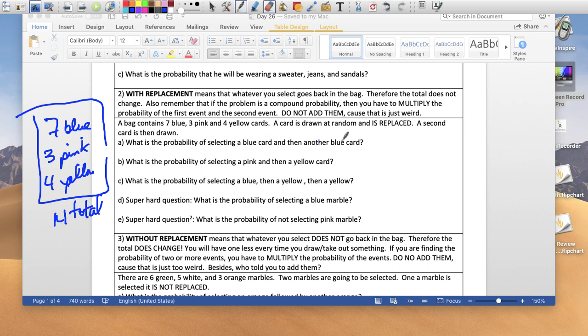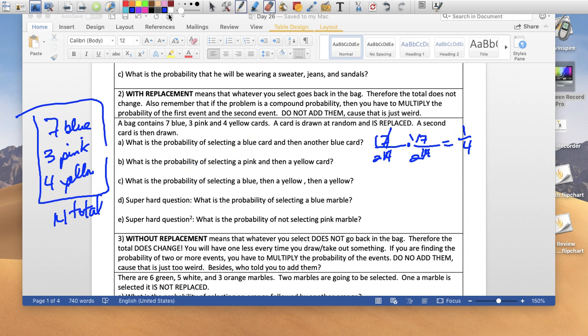So what's the probability of selecting a blue and then a blue card? Well, there's 7 blues, so 7 out of 14. You take the first one out, look at it, put it back in the bag. Now you're going for the second one, trying to get another blue. How many blues are in there? There's still 7 because you put the first one back, so it's 7 out of 14 again. Multiply it. You can reduce this to 1/2, and this is also 1/2. So the probability of that happening is 1/4 or 25%.